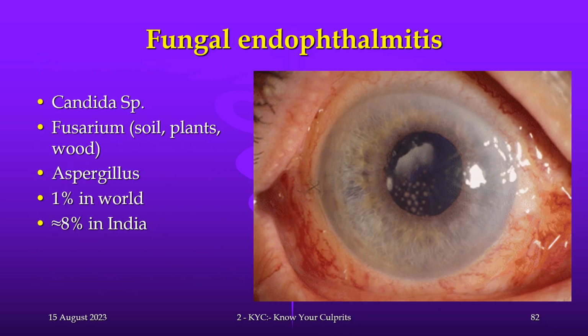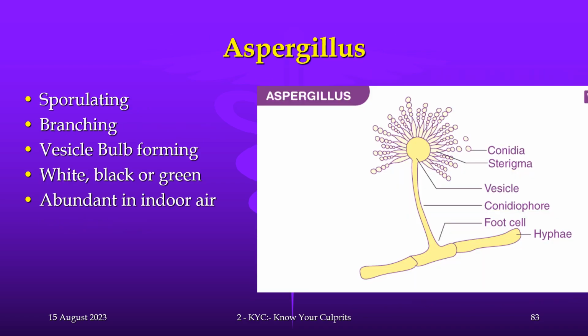Fungi are other pathogens of our concern for endophthalmitis, especially Candida species, Fusarium species, and Aspergillus species. The overall incidence of fungal endophthalmitis in the world is 1%, but in India it is around 8%. Aspergillus is a sporulating and branching, vesicle bulb-forming organism which could be white, black or green fungus, and it is abundant in indoor air.